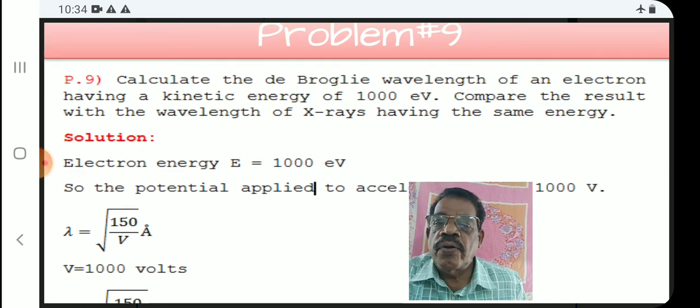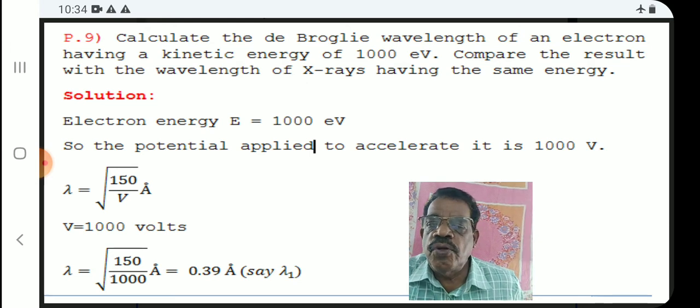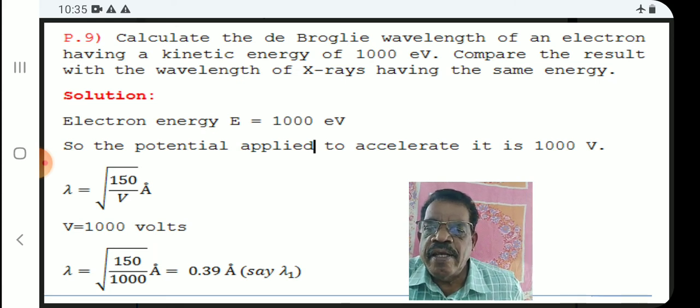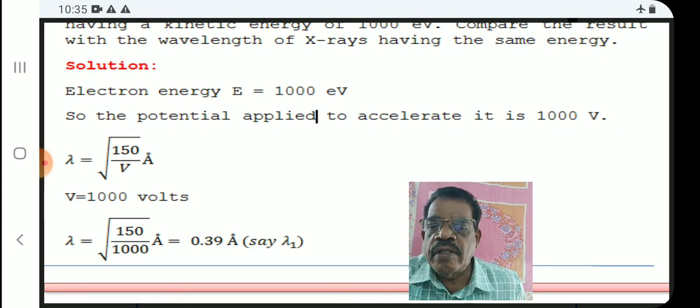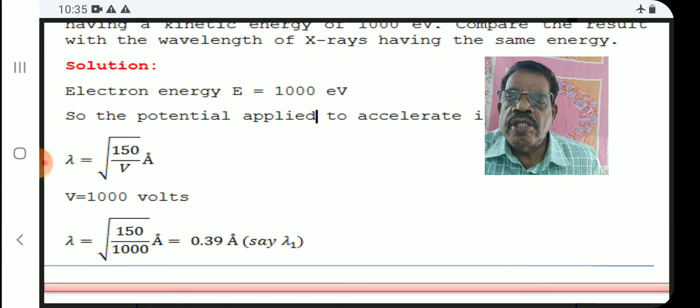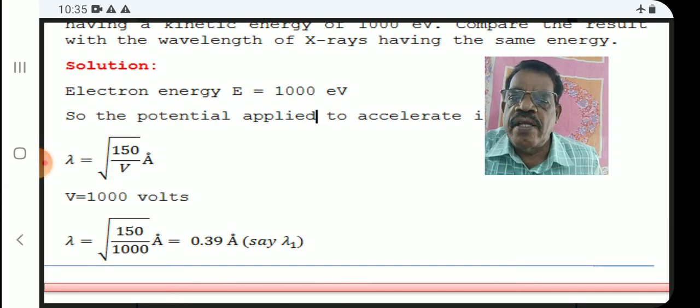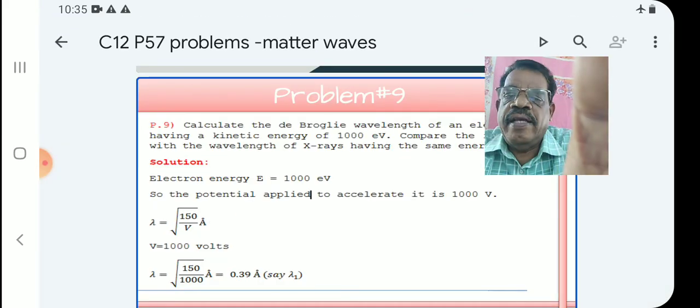So electron energy is 1000 eV. The corresponding potential is 1000 volt. You know, when an electron is accelerated under a potential of 1 volt, energy is 1 eV. Here 1000 eV is the energy. The meaning is 1000 volt is applied. So lambda is root of 150 by V. V is 1000 volt. Put the value, we get lambda is 0.39 angstrom. Say lambda 1. We have a comparison, so this first wavelength we write as lambda 1. And now we go to the case of X-rays.